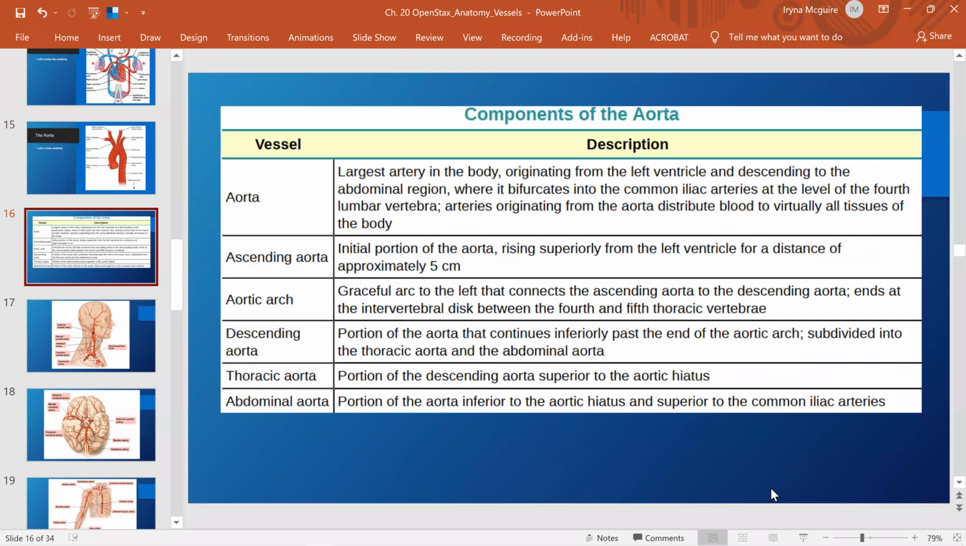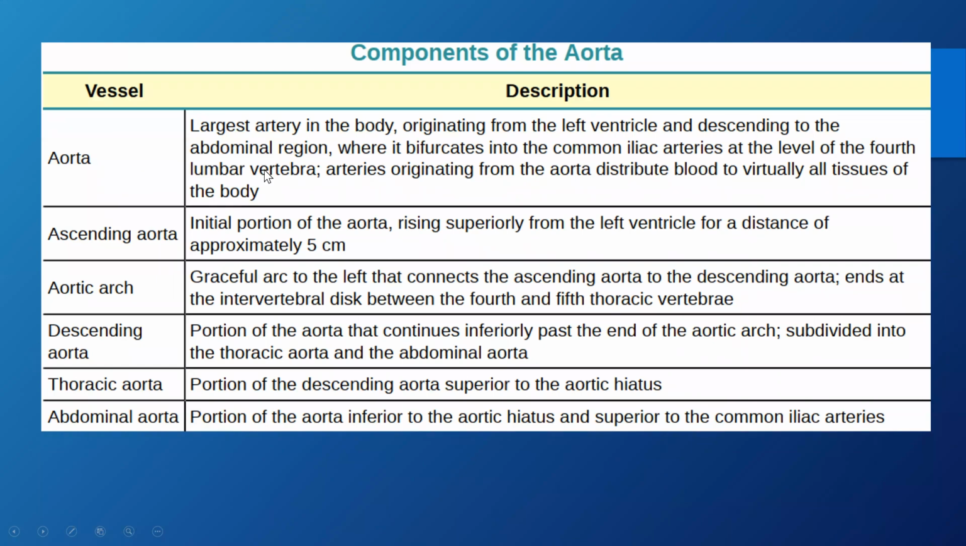The last slide for this video is components of the aorta. Here you see the aorta is the largest artery in the body, originating from the left ventricle and descending to the abdominal region, where it bifurcates into the common iliac arteries. So the end of the aorta would be two common iliac arteries, right and left. And it will happen at the level of the fourth lumbar vertebra. Arteries originating from the aorta distribute blood to virtually all tissue of the body.